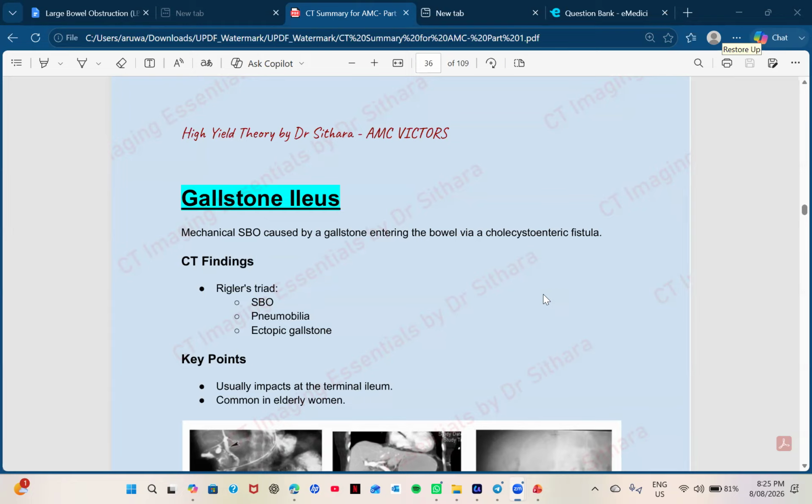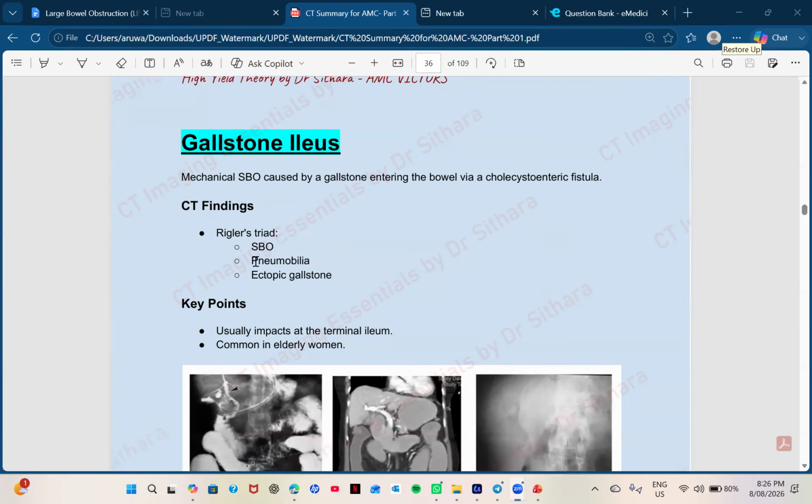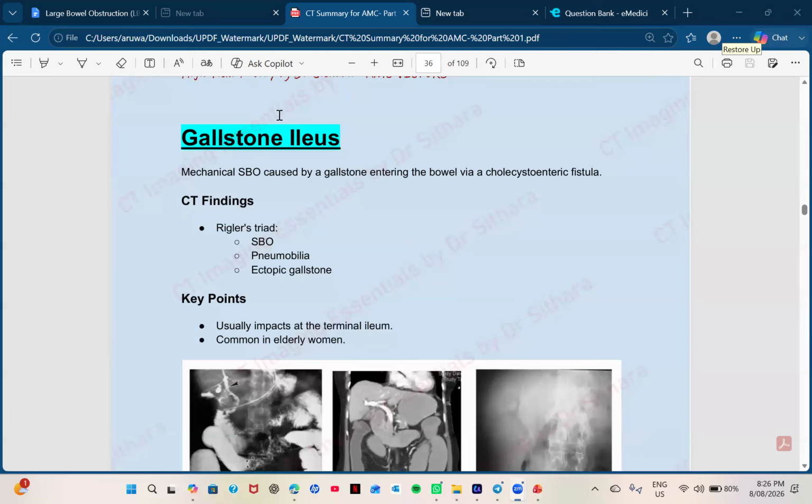That doesn't mean the stones are generated there. It's because of the fistula, and they travel to that area, right? Basically chronic inflammation, then fistula formation, then the stone goes into the bowel and impacts in the terminal ileum, right? And you can see small bowel obstruction, pneumobilia, and ectopic gallstone here, right?